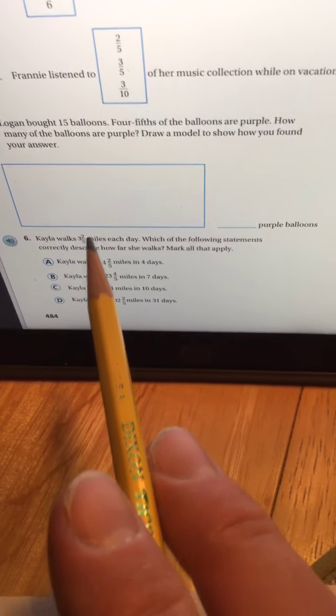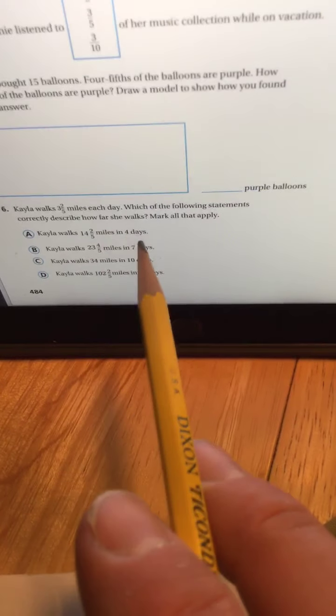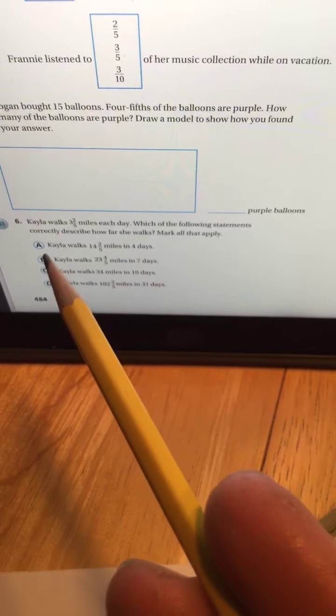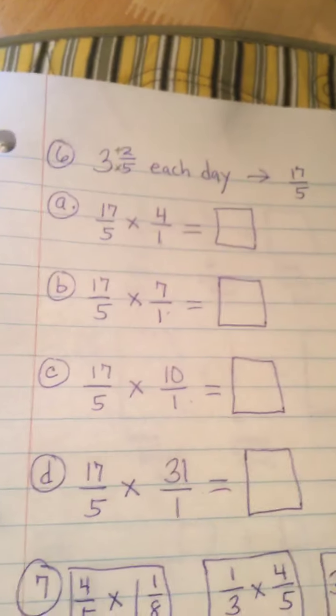So what we're going to do is multiply this number, as an improper fraction, times the number of days to see if that equals the miles. And if we get those answers, then we fill in the circles for them. If we don't, then we don't fill it in, and we don't select them. So let's go through and see if we can figure it out. We'll do one, and then you can do the rest on your own.